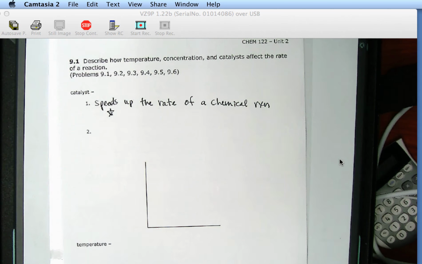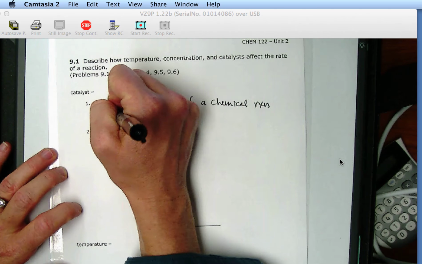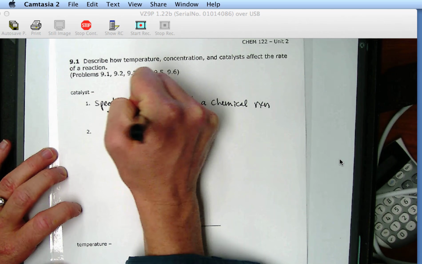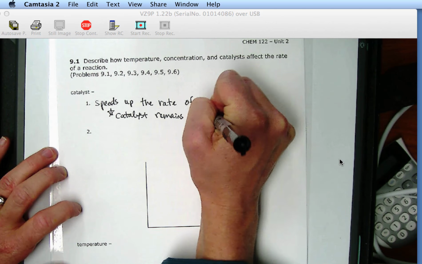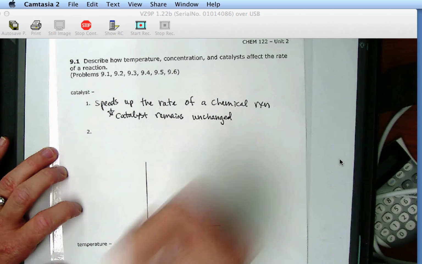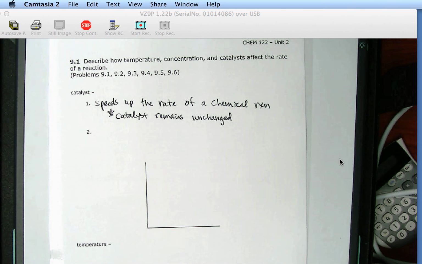The interesting thing is that a catalyst remains unchanged. So let's return to its original state. Catalyst remains unchanged. So catalysts can be reused over and over again.